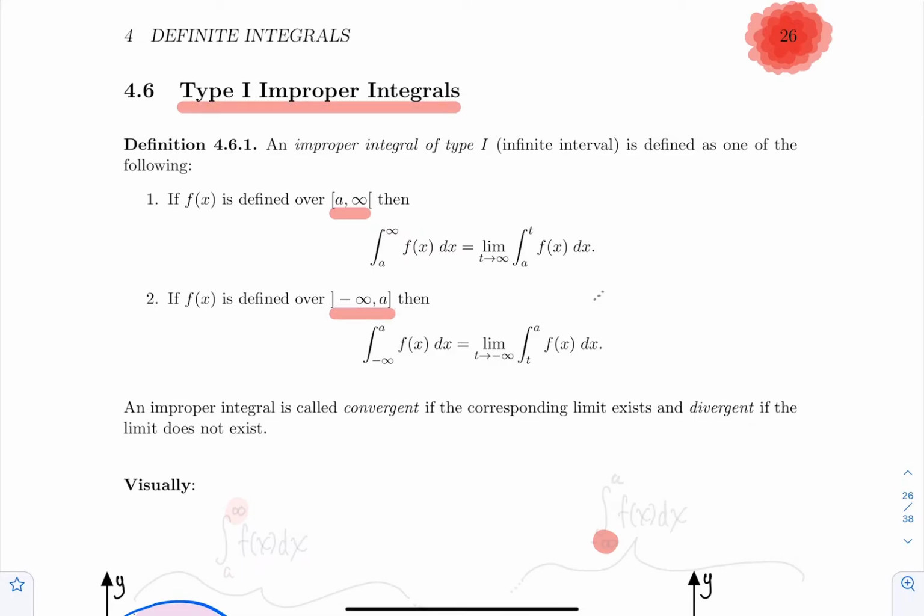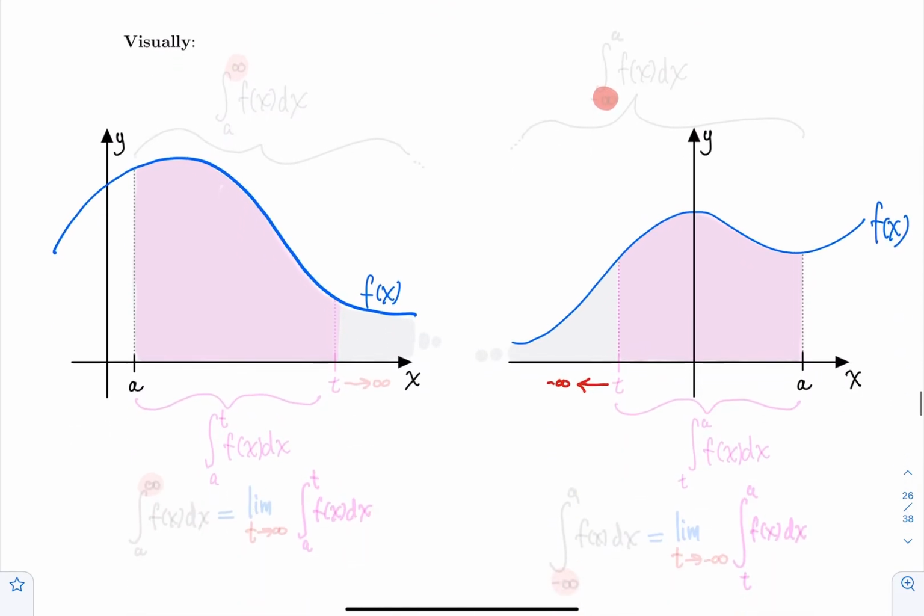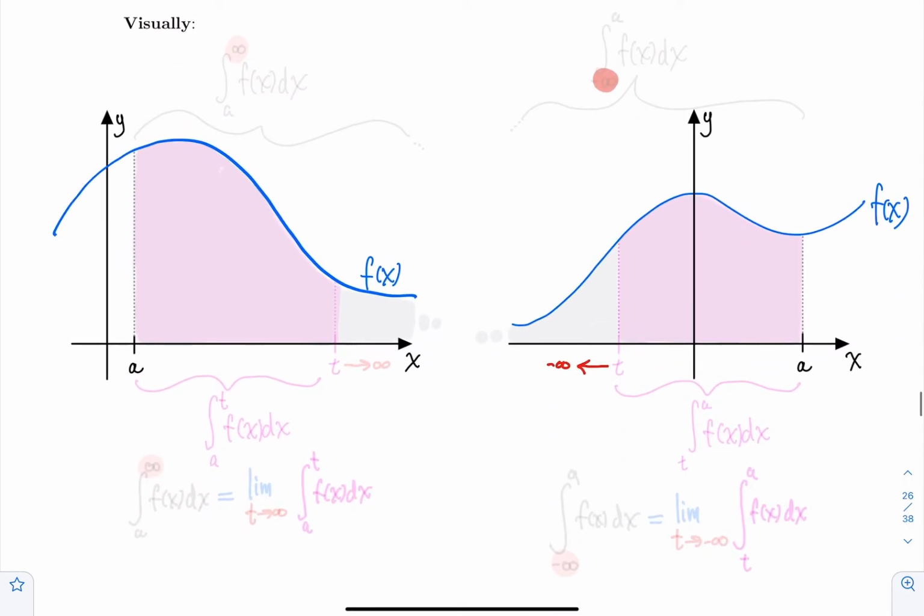The only way to truly understand Type 1 improper integrals is by understanding them visually. So let's look at the two cases of improper integral of Type 1. In the first case, we have a function f of x, and that function is defined from a all the way up to infinity. And informally speaking, what we're trying to compute here is the area under f from a all the way up to infinity.